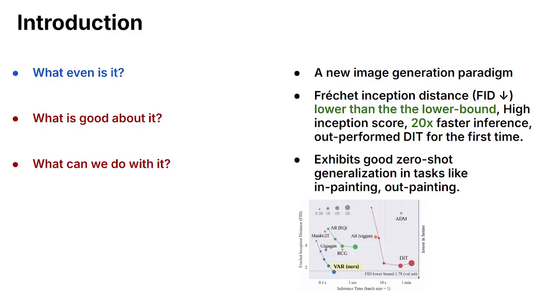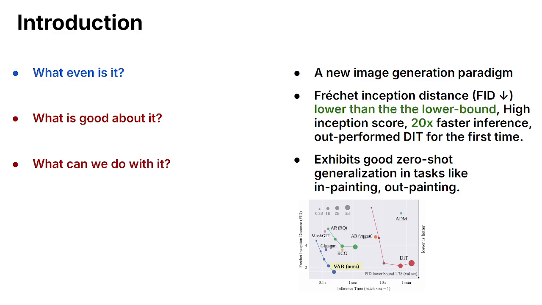Well, let's first get introduced to what VAR is, and I think it's important to answer these three questions before moving forward. First of all, what even is it? Visual autoregressive modeling is a new image generation paradigm. There are diffusion models, vision transformers, and GANs, generative adversarial networks, etc. These are all image generation models, and this is just yet another image generation paradigm. What's so good about it is that, in terms of some metrics like Fréchet inception distance, it's lower than the lower bound itself. The lower it is, the better.